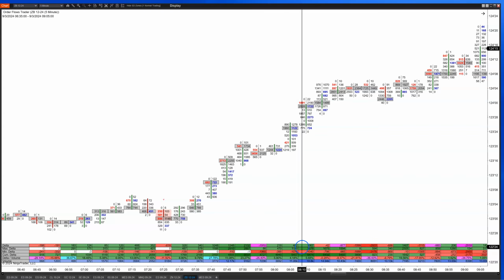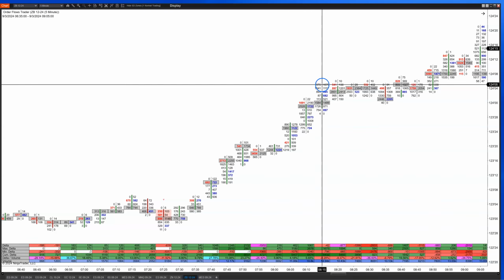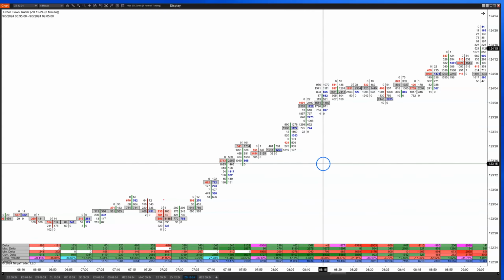Then positive again, positive again, positive again, growing, growing, growing. 218, 462, 1067. Then you get this bar here, negative delta, right? Minus 42.